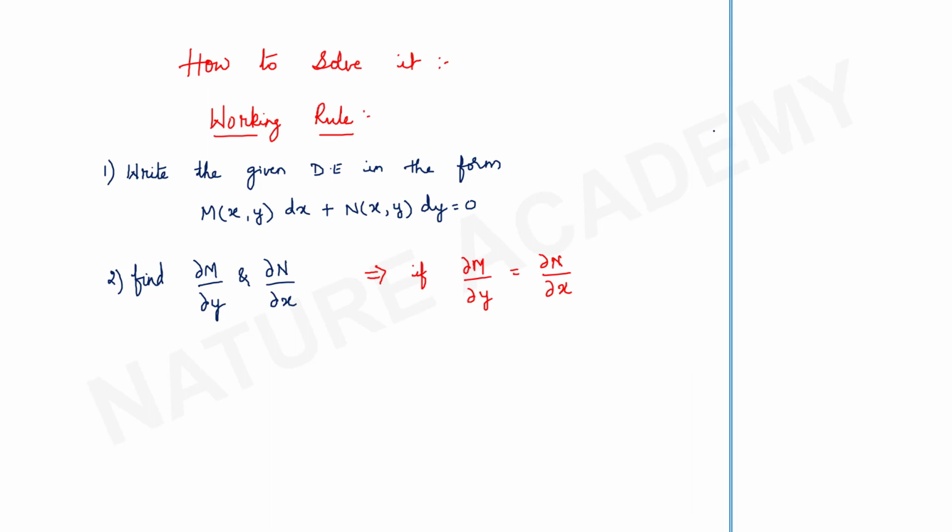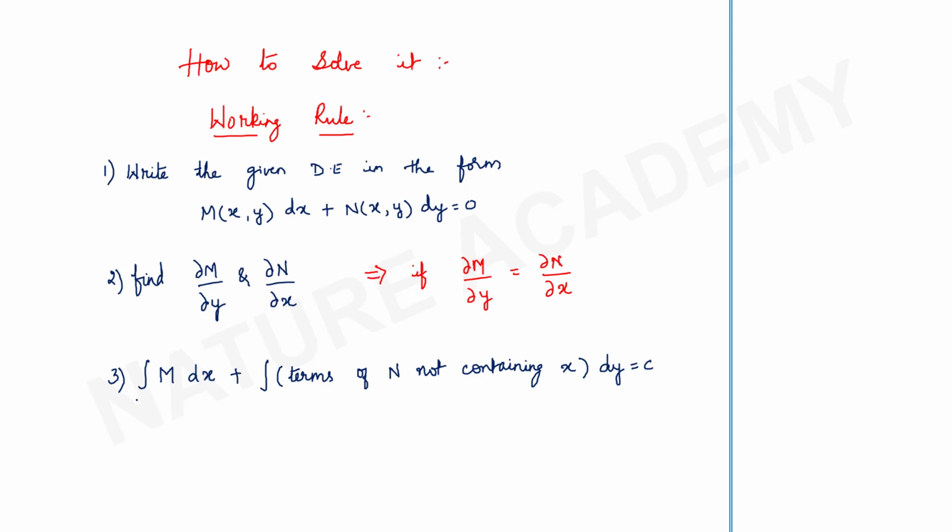Then you have to proceed with the final step in order to find the general solution of this given differential equation. The final step is that you have to integrate the first term M with respect to x. Here you have to take y constant, plus you have to integrate N with respect to y, but you have to take only the terms of N which do not have x. Okay, this you have to keep in mind.